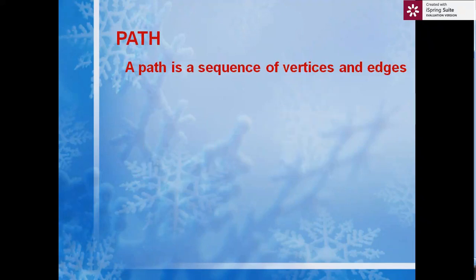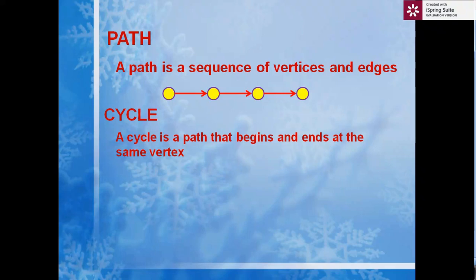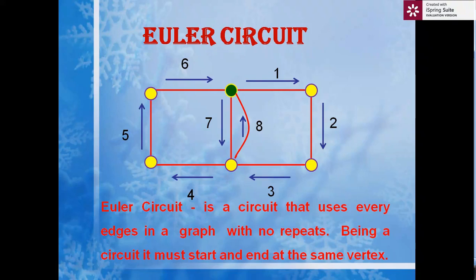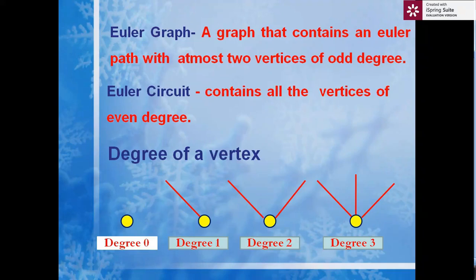A path is a sequence of vertices and edges. A cycle is a path that begins and ends at the same vertex. Euler path is a path that traverses every edge in a graph with no repeats. Being a path, it does not have to return to the starting vertex. And Euler circuit is a circuit that uses every edge in a graph with no repeats. Being a circuit, it must start and end at the same vertex.